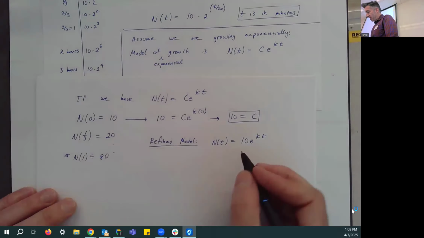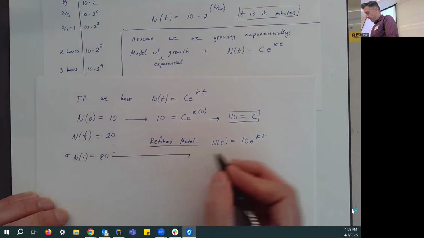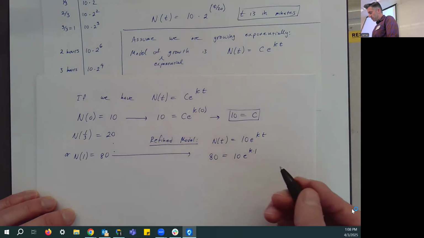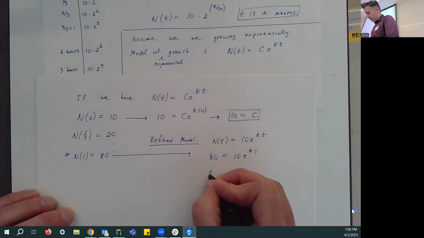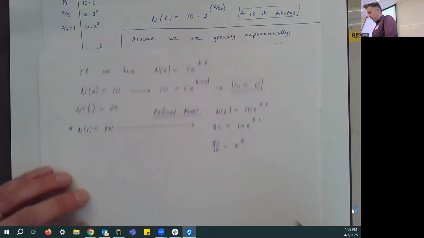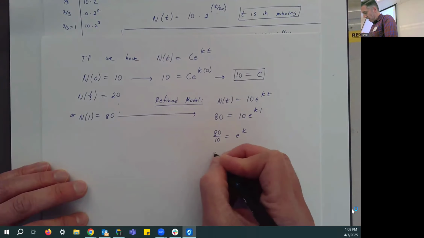So if we plug in this other data point here, I'm going to use this one. I'm going to plug in 80 for the n value and 1 for the t value. Then I have that 80 equals 10 times e to the k. And then 80 divided by 10 is equal to e to the k. And then 8 equals e to the k.